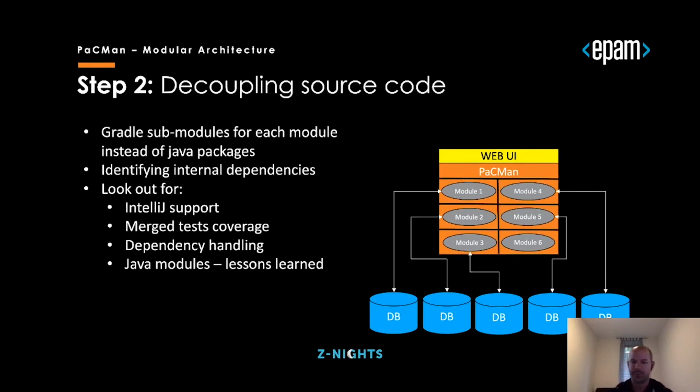And the next step was decoupling our source code, because all of our modules were in just simple Java packages. So we did some investigations and found that two approaches can be a good way: Gradle submodules and Java modules. We went with the Gradle submodules, and we started to extract this source code into Gradle submodule projects with their own build Gradle files.